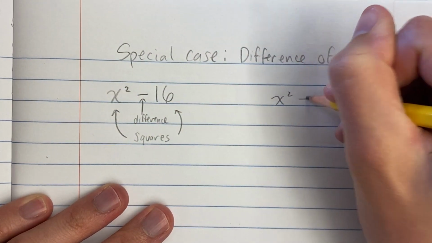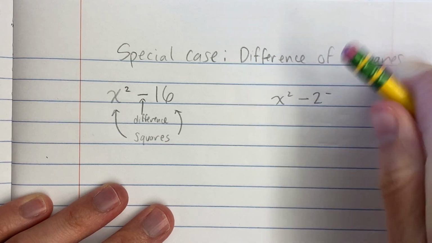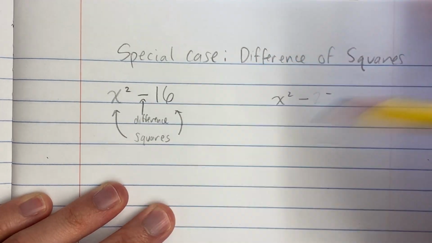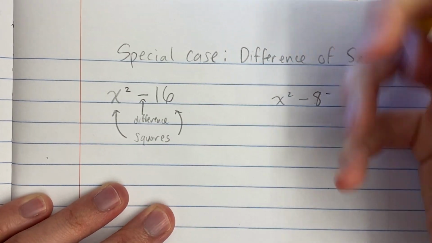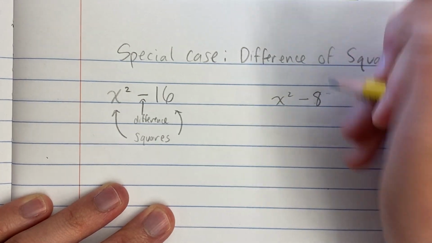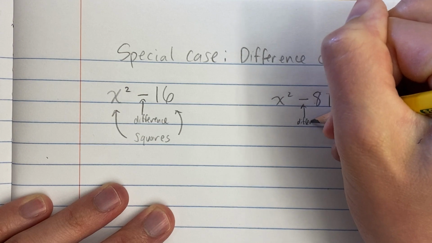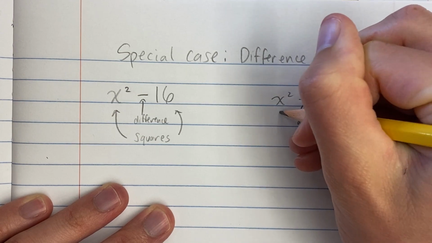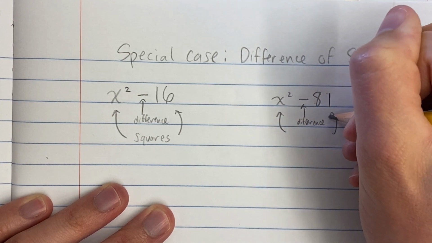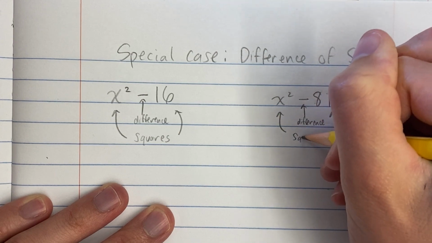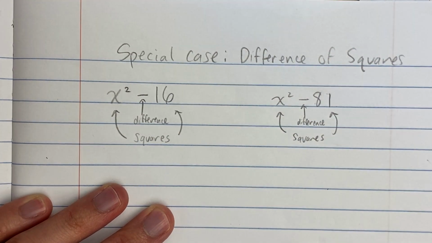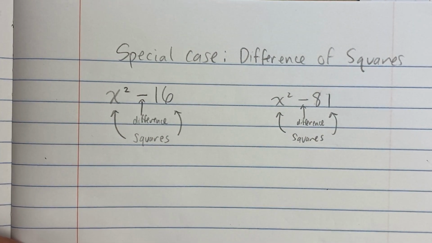Here's another one. Let's do x squared minus 81. This is a difference, because it's subtraction, and these are both squares. This is x squared, this is 9 squared. So these are both called difference of squares.